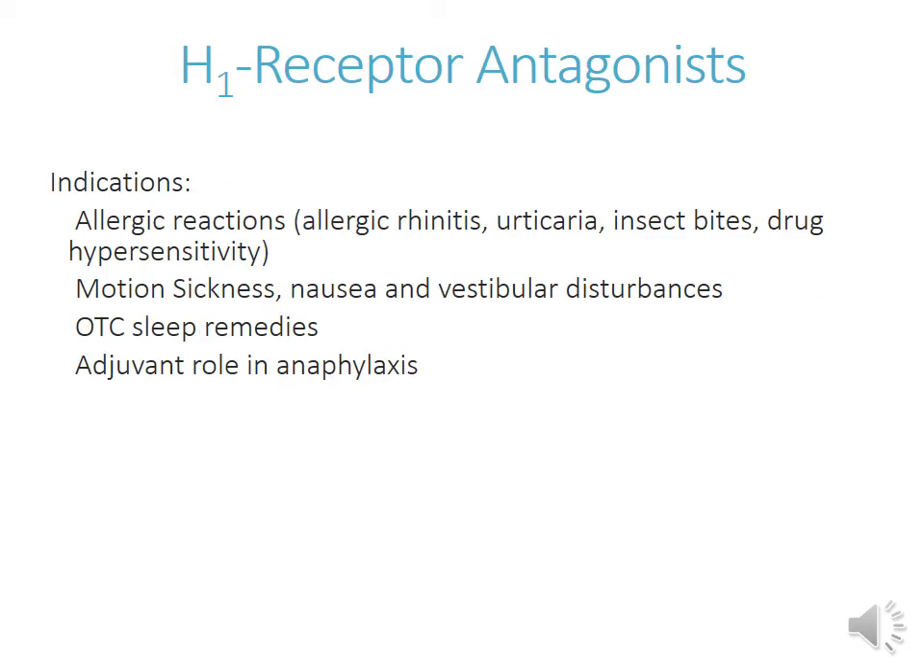So again, our indications for our H1 blockers are going to be for allergic reactions, allergic rhinitis, urticaria, insect bites, drug hypersensitivity, whatever happens to be. Motion sickness, nausea, and other vestibular disturbances, so vertigo would fall in this category. Possible uses of OTC sleep remedies, and also as adjuvant roles in anaphylaxis. We'll talk more about that in the pulmonary section, but just know that this is going to be part of the cocktail that you would give for someone having an anaphylactic reaction.